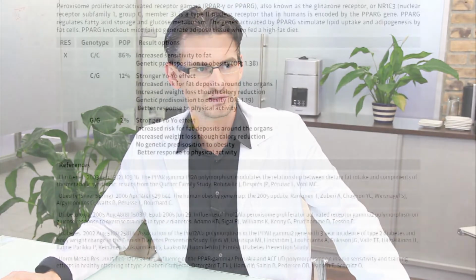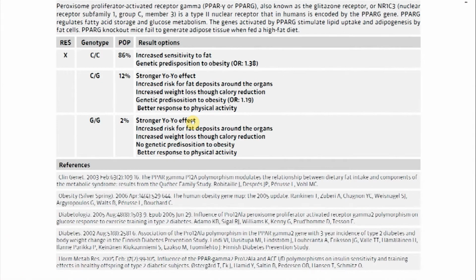OR stands for odds ratio, and that means it's a fold risk. So if you have the CC genotype, the CC result in this gene, you have an odds ratio of 1.38, meaning you have a 1.38 fold higher likelihood of developing obesity than if you had the GG type. So it's 38% higher, more or less. And you see the different types: CG, 12% of the population, a stronger yo-yo effect, the rebound effect once you've lost weight, increased risk for fat deposits around the organs, increased weight loss through calorie reduction, so eating less and so on. So do read through this in case you're interested.